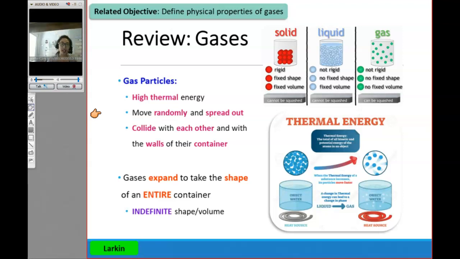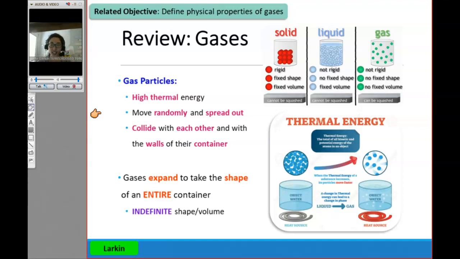But the result is, because they're moving so chaotically, they're going to collide with each other, and they're also going to collide with the walls of their container if they are in a container. Yeah, you could throw something heavy at the door, a battering ram, exactly. So all of those things, I promise, will relate back over to gases in just a moment.